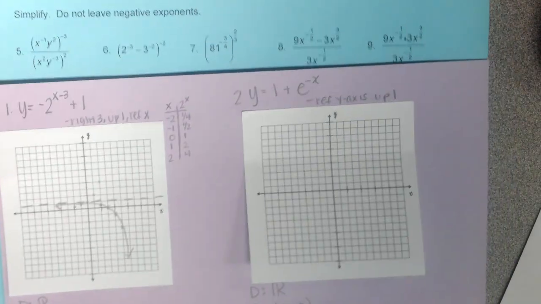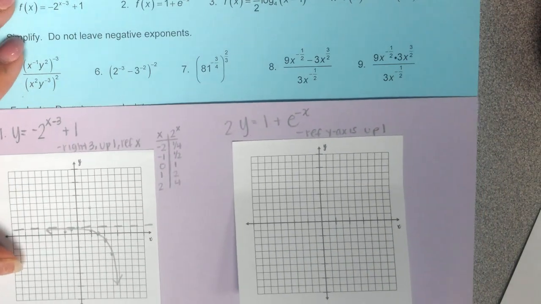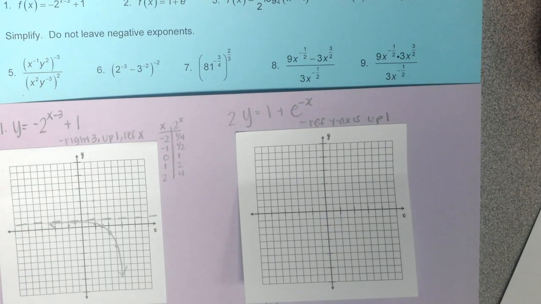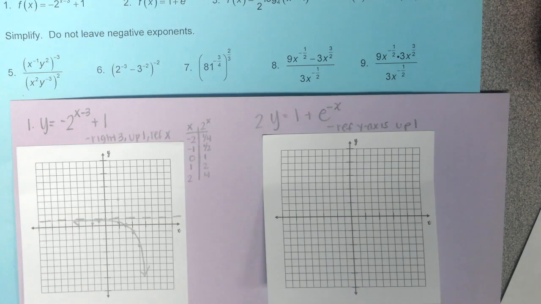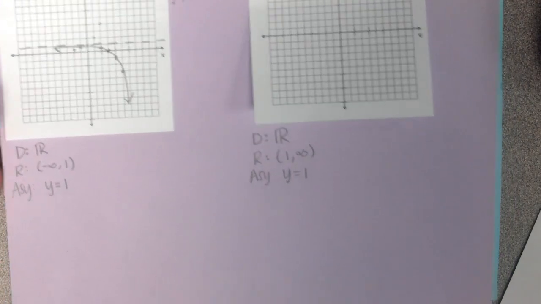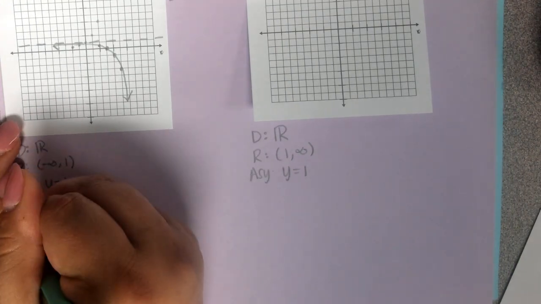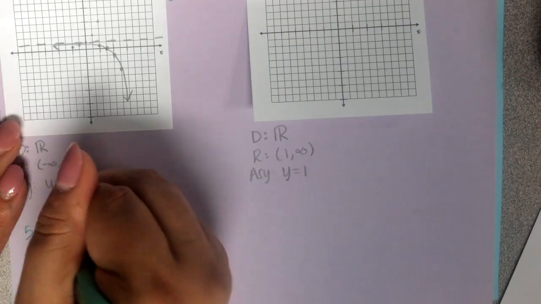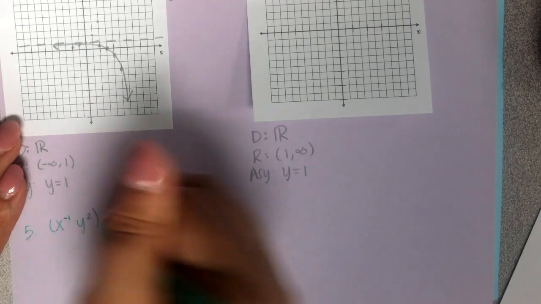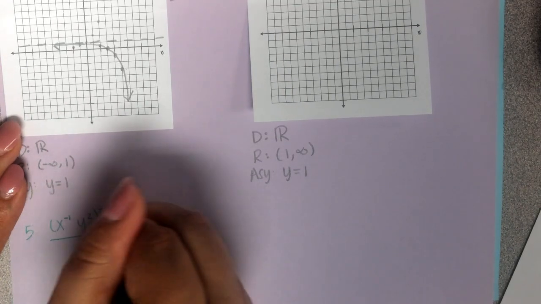All right, I want y'all to look at 5 through 9. Which ones would you like me to go over? 8 and 9? 5. 5? Yeah. Does somebody want me to go over 6? Are y'all okay with 6? All right, number 5. 5 says we have x to the negative 1, y squared to the negative 3.